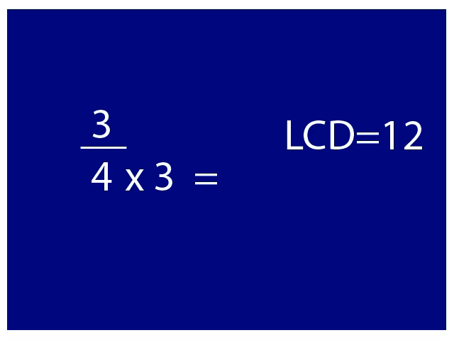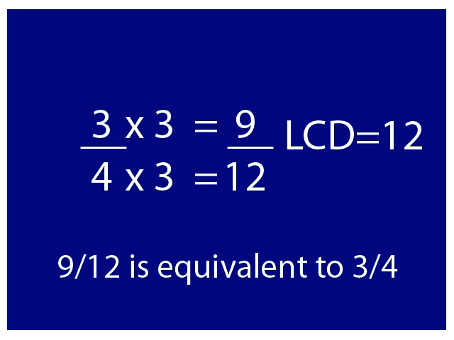This fraction must also be changed into an equivalent fraction with 12 in the denominator. We know that 4 times 3 is 12, and since we know that in order to change this fraction into an equivalent fraction, we must multiply the numerator and the denominator by the same number, we must also multiply the numerator by 3. We have now changed the second of the 2 add-ins, 3/4, into an equivalent fraction, 9/12.